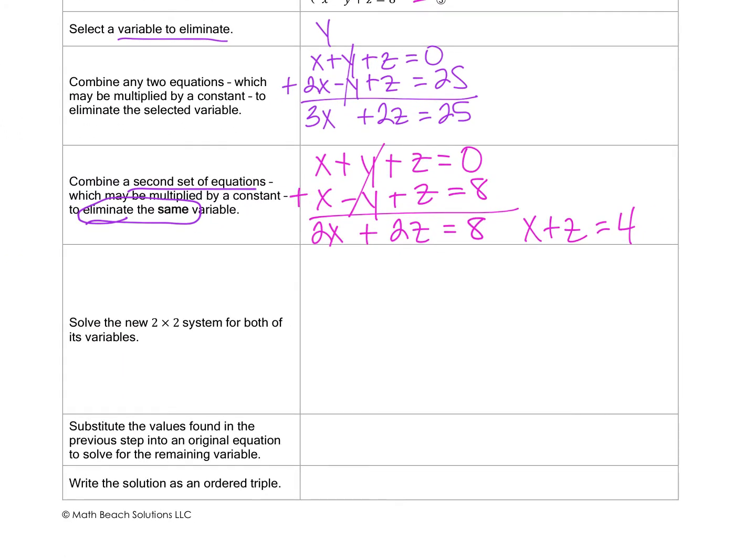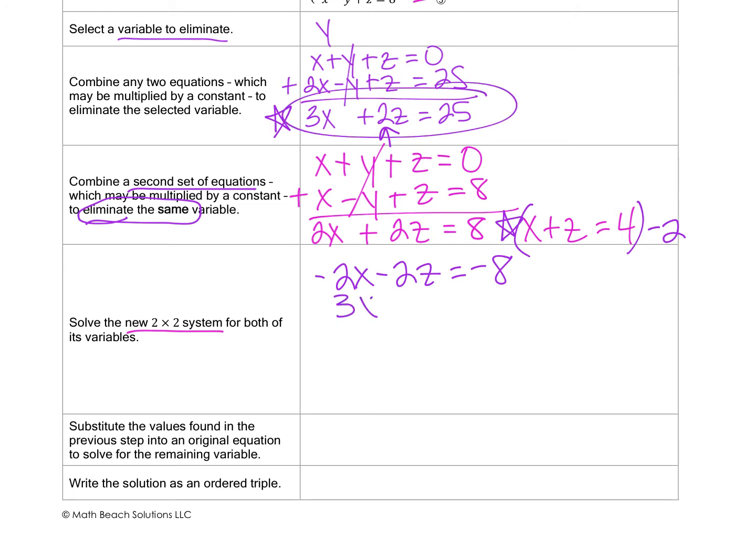Okay, so now we're going to solve the new 2x2 system for both variables. So I'm using this equation and this equation. So we want to eliminate a variable. It does not matter which variable. So I'm going to eliminate the z's, and I'm going to multiply this one by -2, since that z is a 2 there. Make sure you distribute it. That's -2x minus 2z equals -8. And then I'm going to rewrite this equation here right below it. So combining those, we get x, the z's cancel, we do -8 plus 25, which gives me 17. Okay, so we found x equals 17.